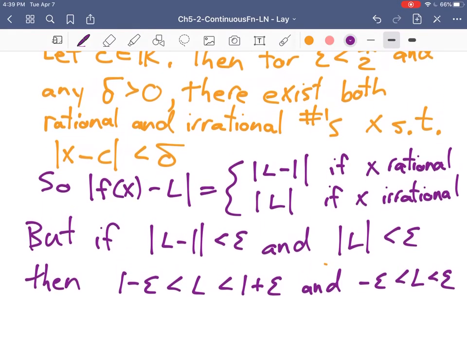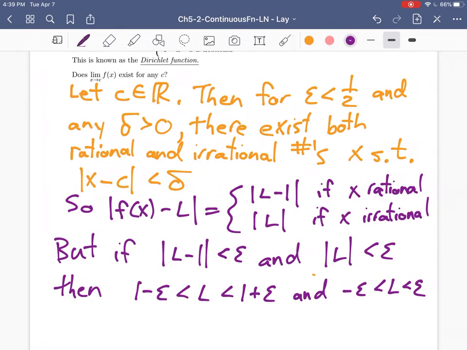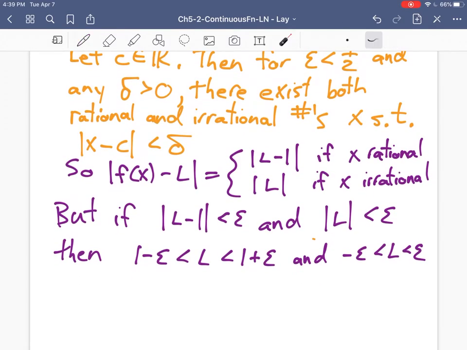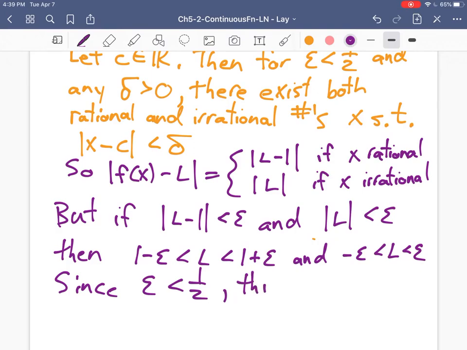What did we say about our choice of epsilon, though? Well, we chose epsilon so that it was less than 1/2. And so when we choose epsilon less than 1/2, that's going to force this lower bound to tell us that our choice of L has to be more than 1/2. And over here, it says this value L would also have to be less than 1/2. And so that's where we're going to get a contradiction. So since epsilon is less than 1/2, this is a contradiction.